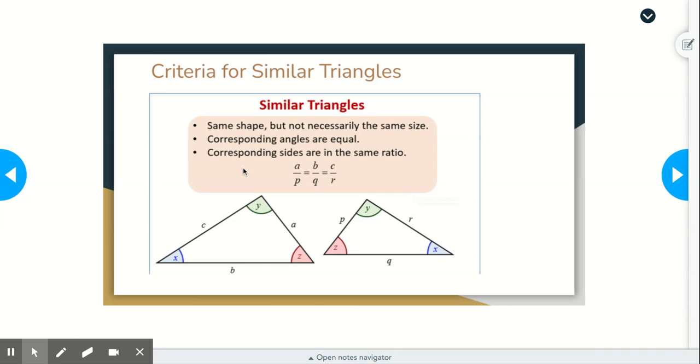This will be coming up in your exit ticket for today, so make sure that you have these written down. Same shape, but not necessarily the same size. Corresponding angles are equal, and corresponding sides are in the same ratio. So this is pretty much our dy dx, or delta y delta x, just worded a little bit different, but also you get a good visual representation.